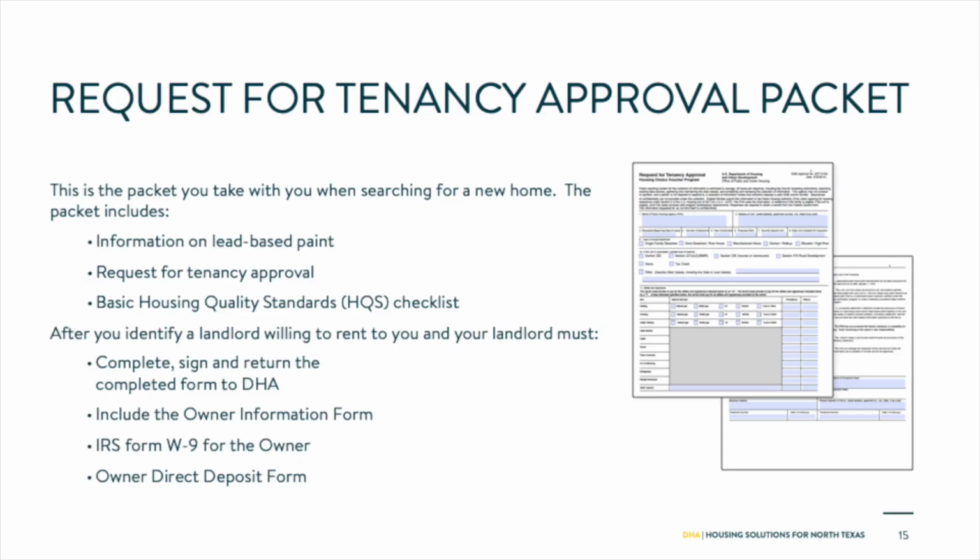The receipt of the request for tenancy approval form is what DHA needs to determine if the requested rent is reasonable. Additionally, DHA will use the information on the form to schedule the inspection of the unit. DHA also needs other information from the landlord, such as a completed IRS Form W-9, the owner direct deposit form, proof of ownership of the dwelling unit, a copy of the property management agreement, if applicable, and a completed owner information form.